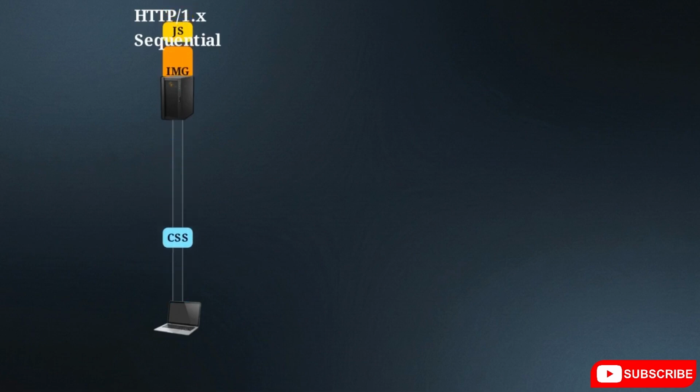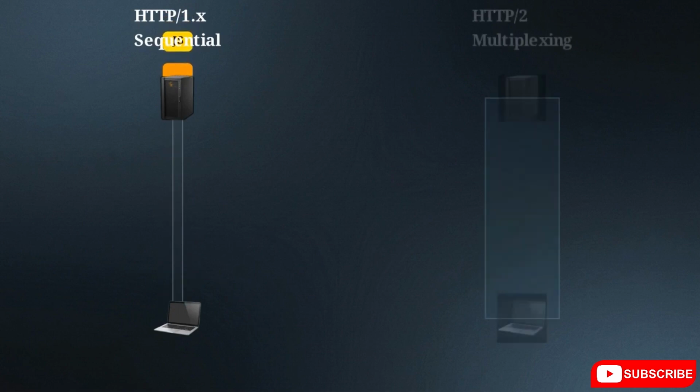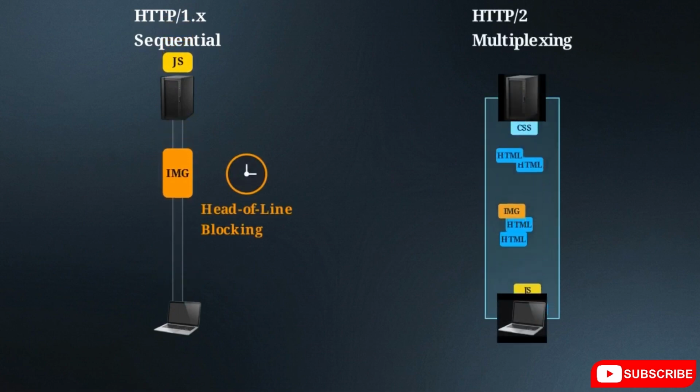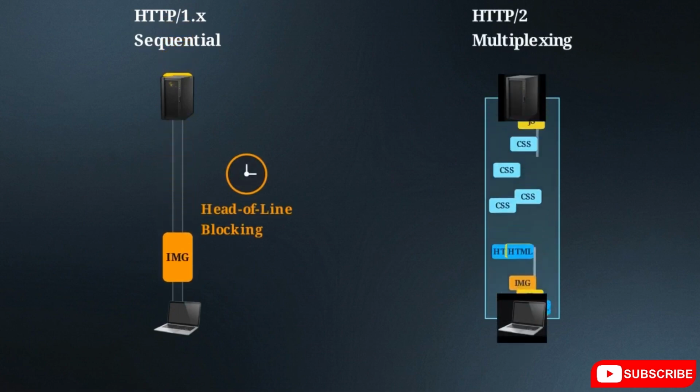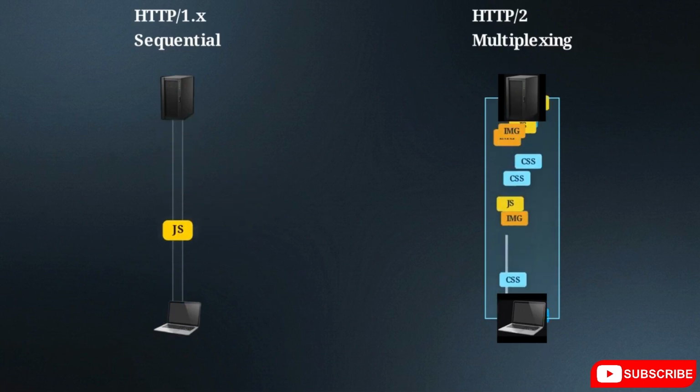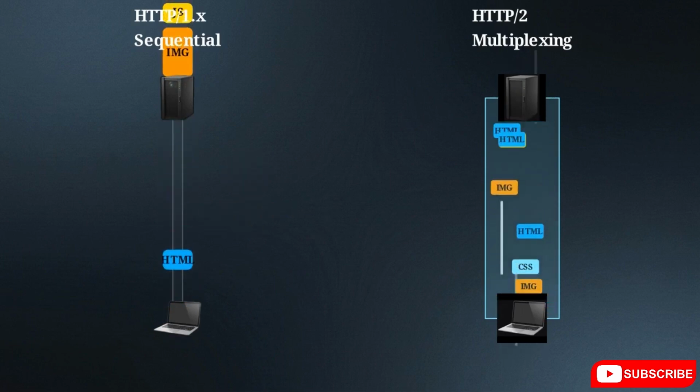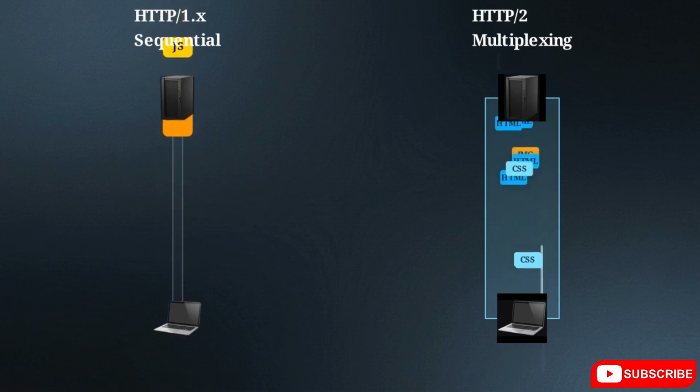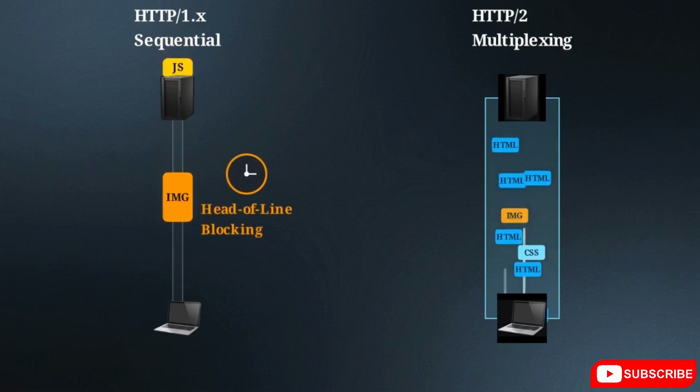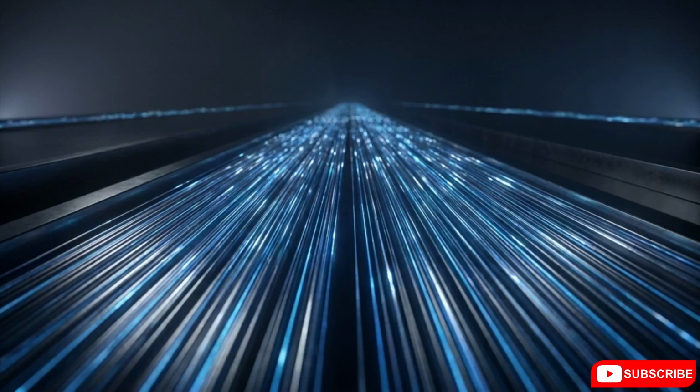Early versions of HTTP were strictly sequential. A browser asked for an image, waited for it to arrive, and then asked for the text. This single file line caused massive delays, known as head-of-line blocking. Modern connections solve this with HTTP2 multiplexing, shown here on the right, which bundles multiple requests and responses simultaneously over a single connection, drastically accelerating page loads. This parallel pipeline makes the modern web incredibly fast.